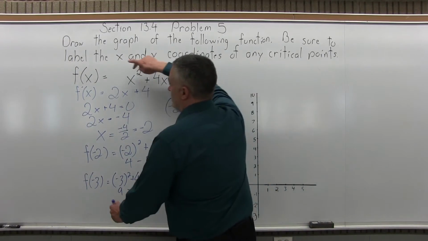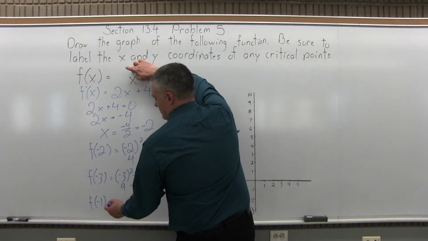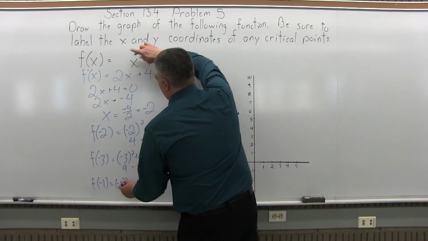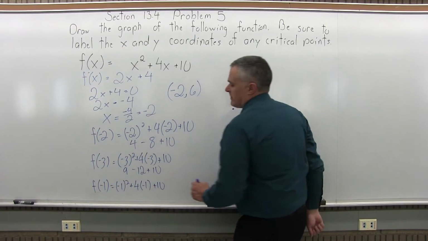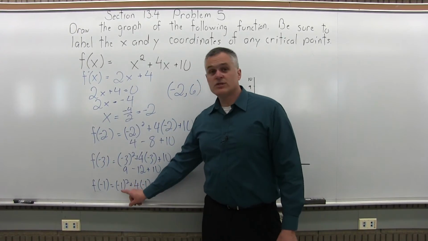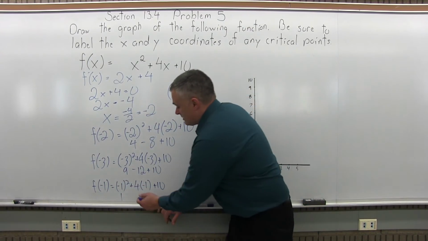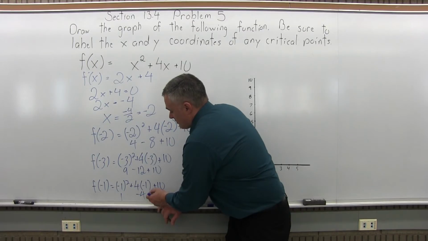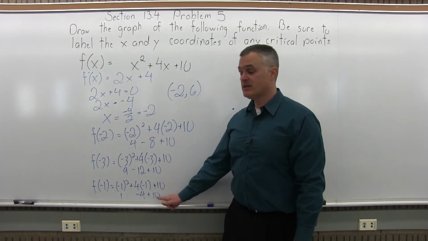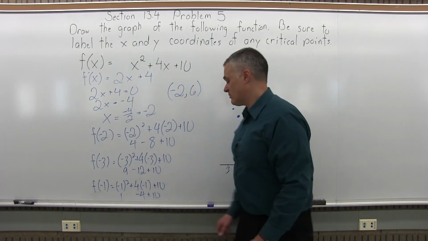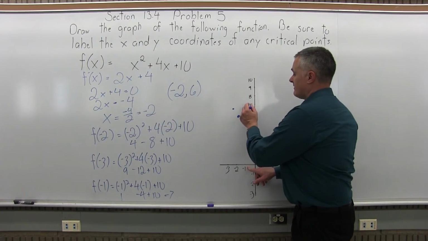So to put negative 1 into f of x, I'll have f of negative 1 equals negative 1 squared for x squared. Plus 4 times x becomes 4 times negative 1, and then plus 10. So negative 1 squared, negative 1 times negative 1 is positive 1. 4 times negative 1 is negative 4. And then we have plus 10 on the end. Again, combine your positives, positive 1, positive 10, you're going to have positive 11. Positive 11 and negative 4, you're going to have positive 7. So if I go back 1, that's up 7.